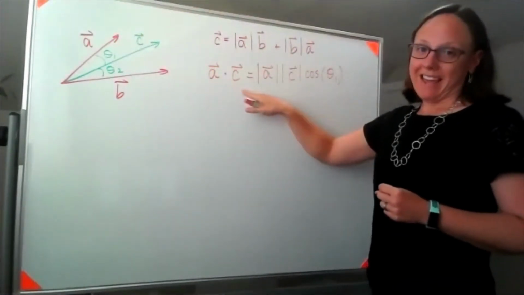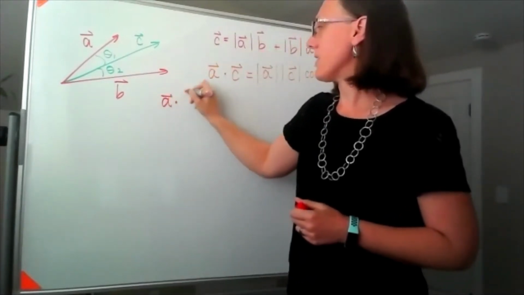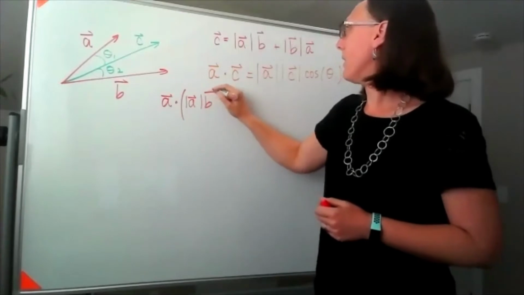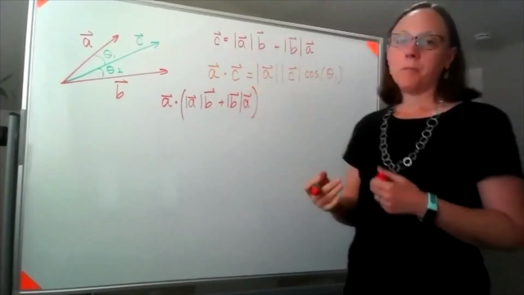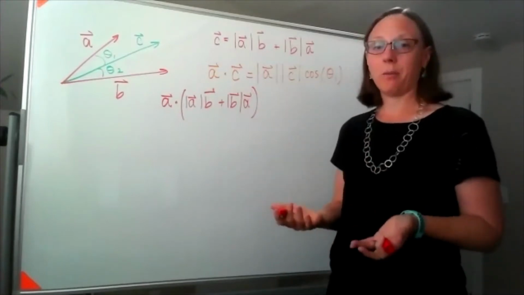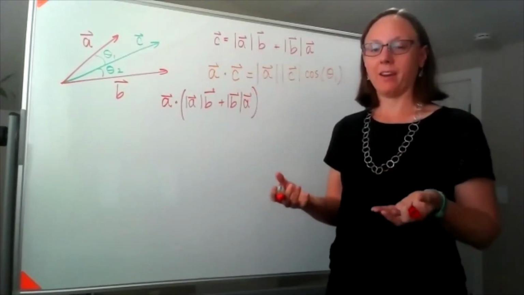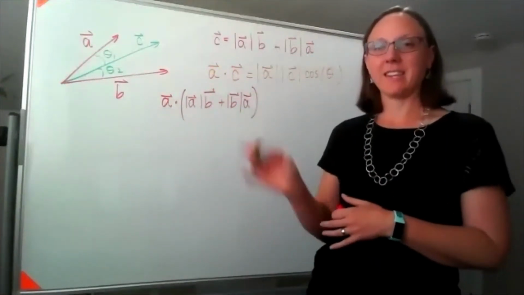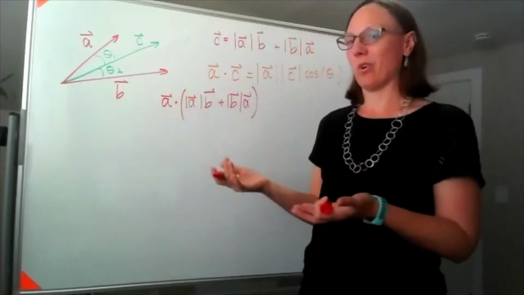If I take the dot product of A and C, that's going to look like A dotted with all of this. So I've got magnitude of A times B, plus magnitude of B times A. One of the properties of the dot product is that I can distribute that out. In general, whenever we're dealing with vectors or matrices, the order that we multiply in matters. It doesn't specifically for a dot product, but because it does in other places, I am going to be careful about keeping my variables in the same order they started in.